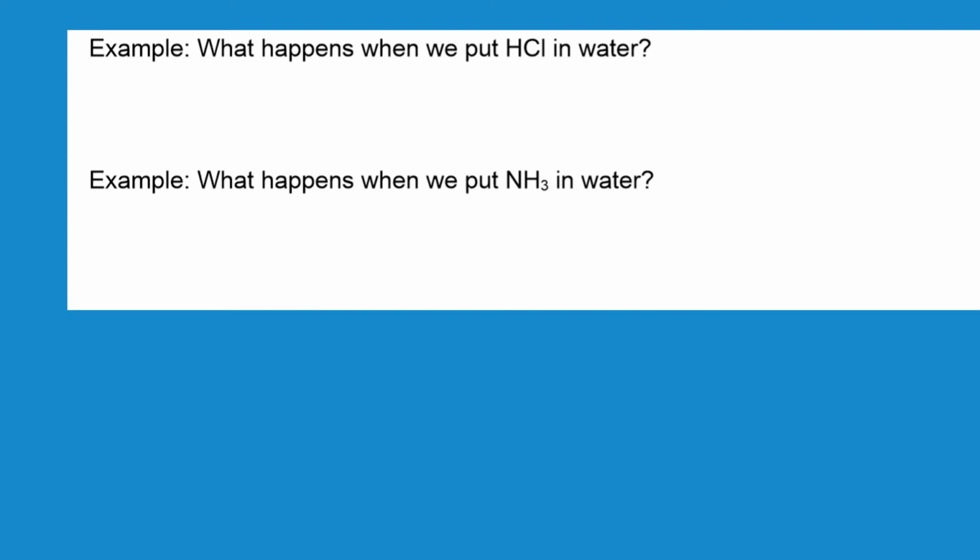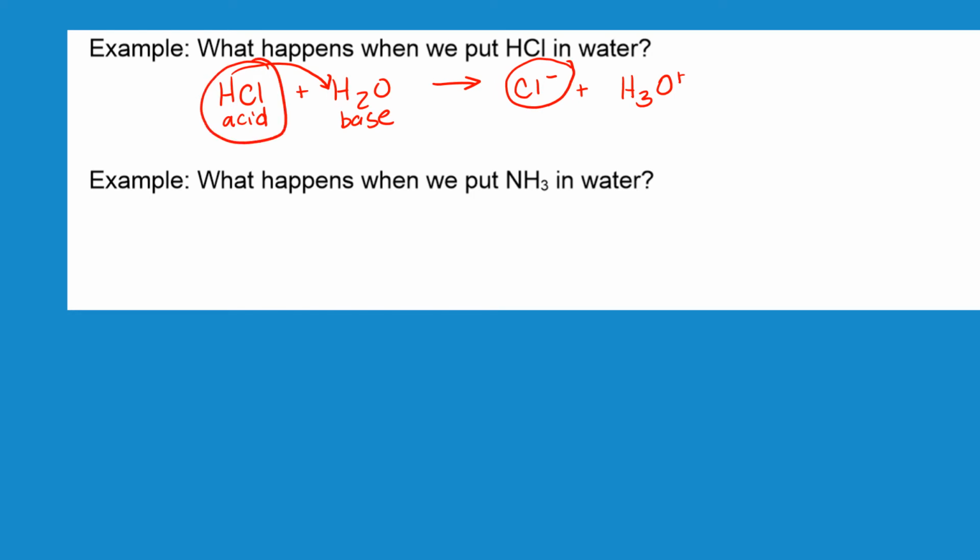So here's an example. What happens when we put HCl in water? So we're going to add the HCl to the H2O. Here we have our acid. This is my donor. And here we have the acceptor, the base. So water actually acts as a base in this situation. So we end up with Cl minus. The hydrogen ion gets transferred from the acid to the base. And we end up with H3O plus. So here's my conjugate acid-base pair. I've got an acid and its conjugate base. Here's my other acid and its conjugate base.